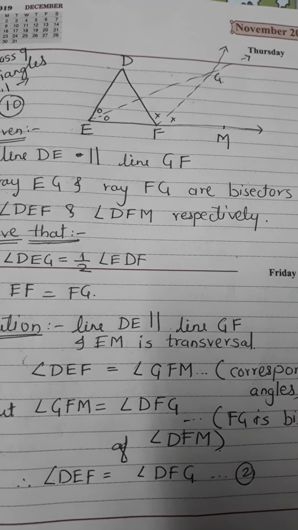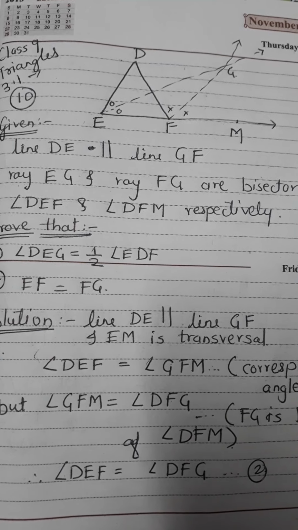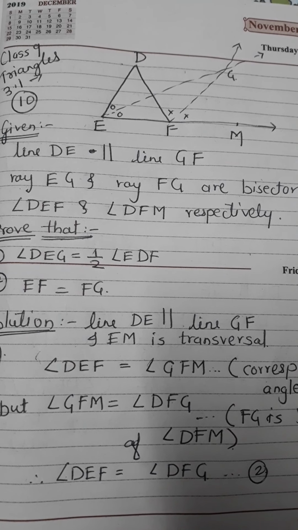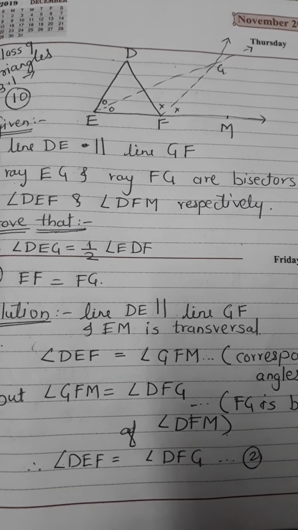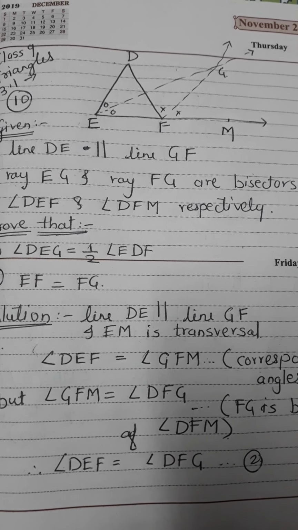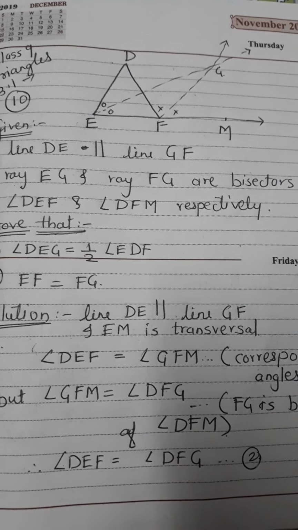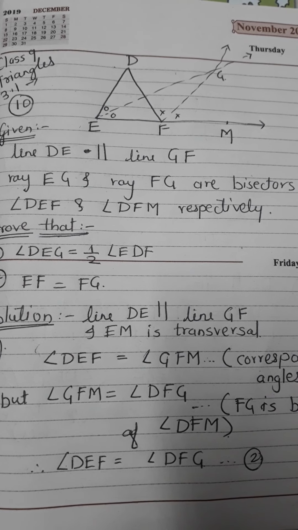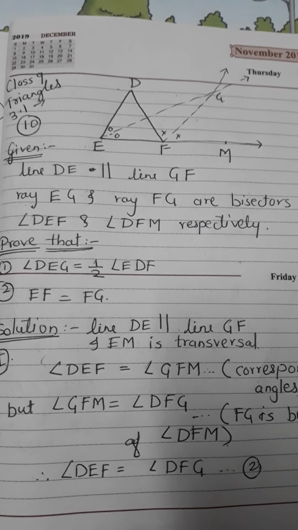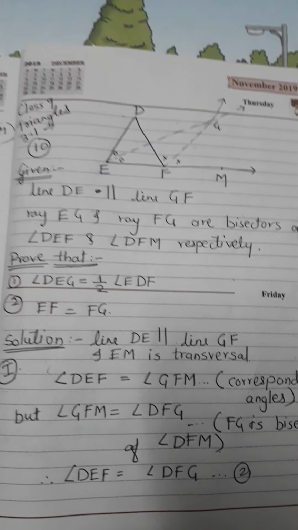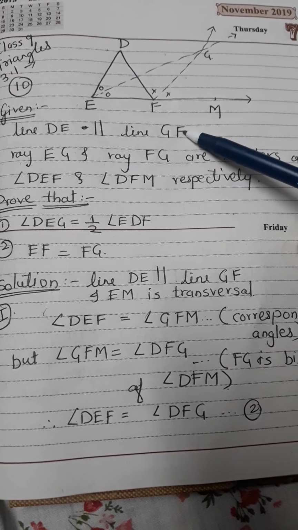Hello all. Today I am posting another video for class 9, from lesson Triangles 3.1, problem number 10. Let's have a look at the problem first. This is the diagram, and what is given in this? Given is line DE is parallel to line GF. You can easily read there, line DE parallel to line GF.